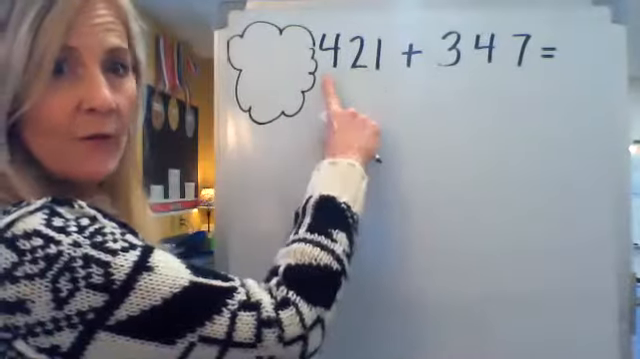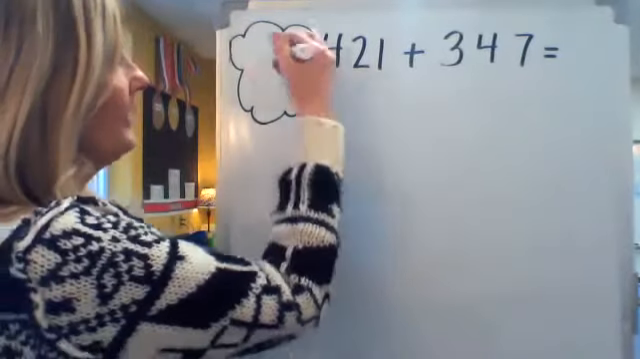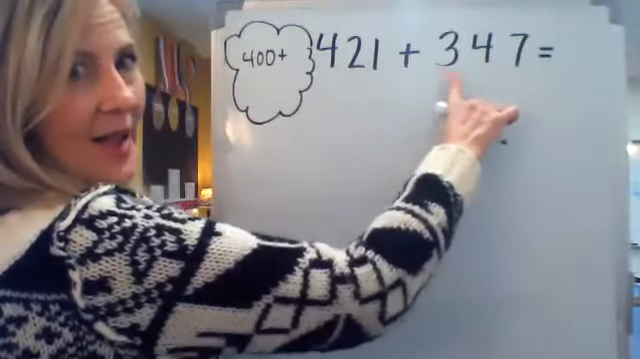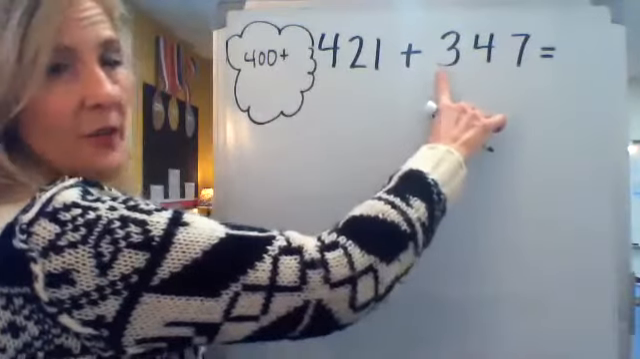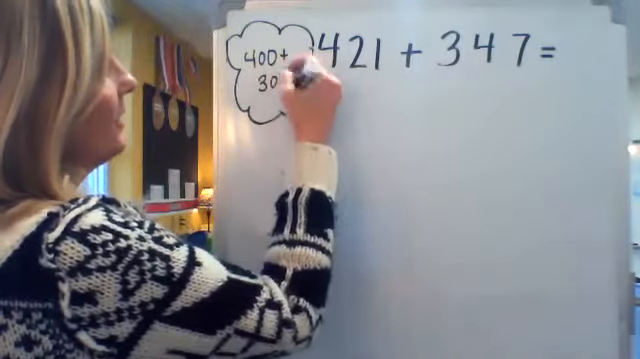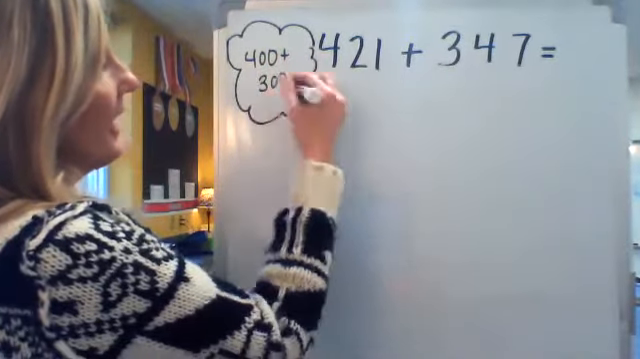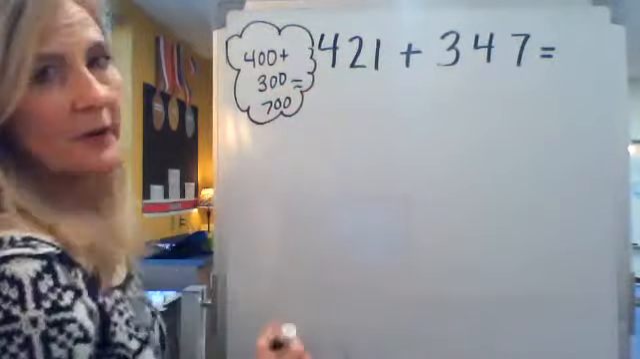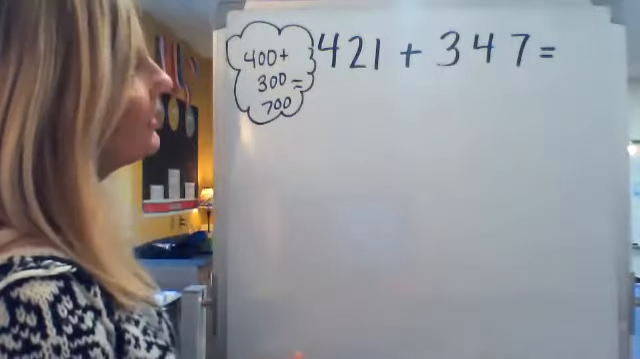I would round 421 to 400. That would be my estimation of that addend. And I'd estimate this addend, I'd round that to 300. I use my rounding skills to find the estimated number of 400 plus 300. And now I'm going to find my estimated total sum, which would be 700. 400 plus 300 is 700.